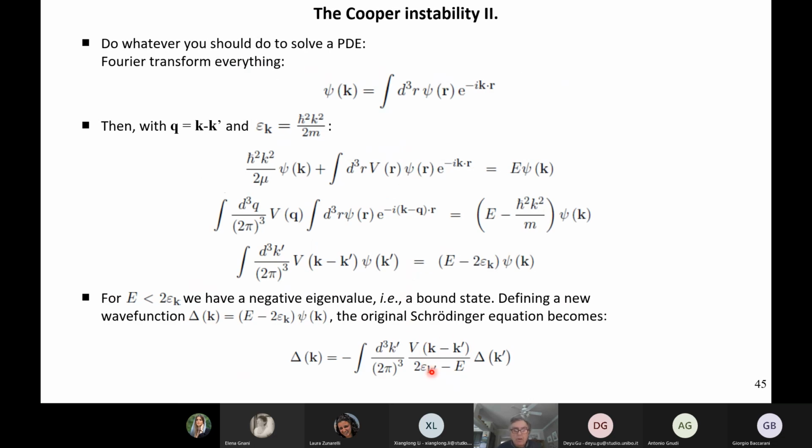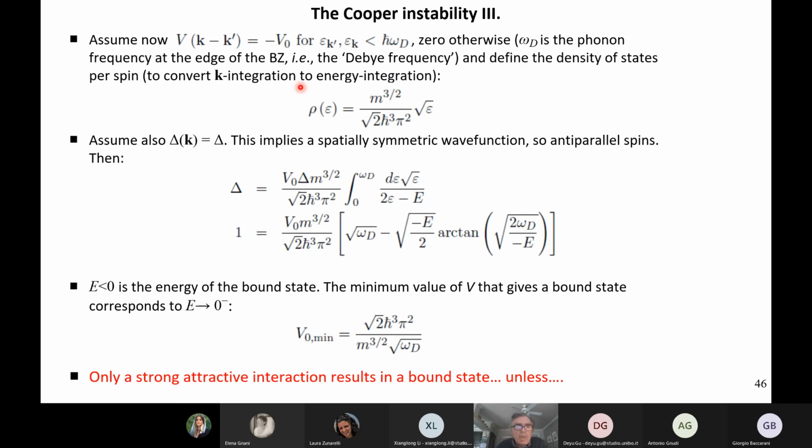It's convenient to rewrite it this way because I can find what the properties of this potential are which guarantee the existence of a bound state, so of a negative energy E, which means the two electrons can form a bound state. So let me assume a simple thing.